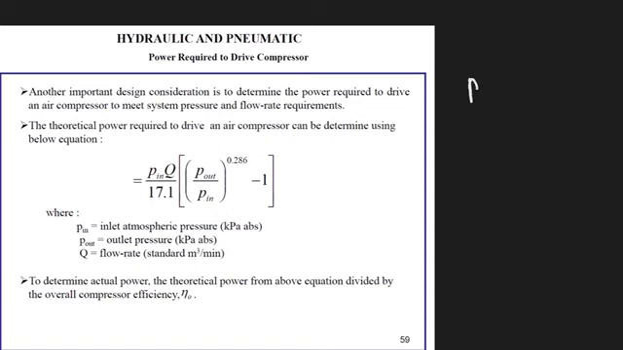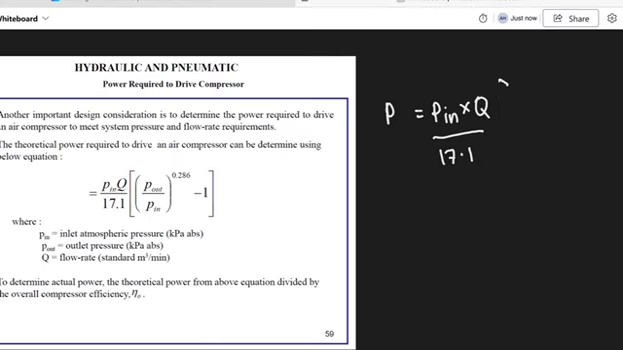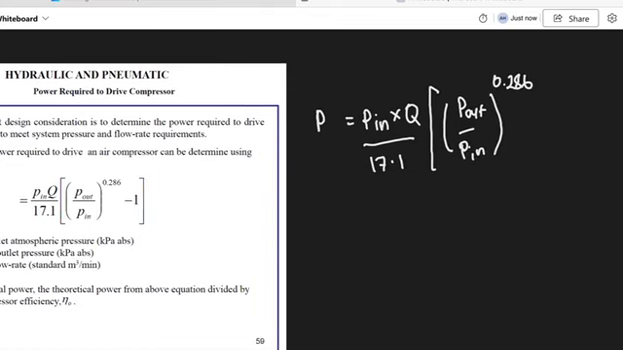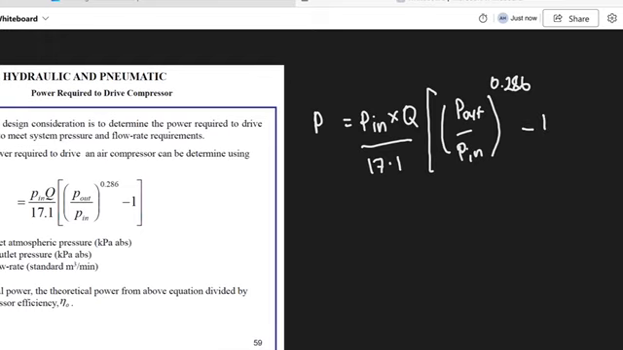Power is equal to P in times Q over 17.1, times P out over P in, to the power of 0.286, minus 1.